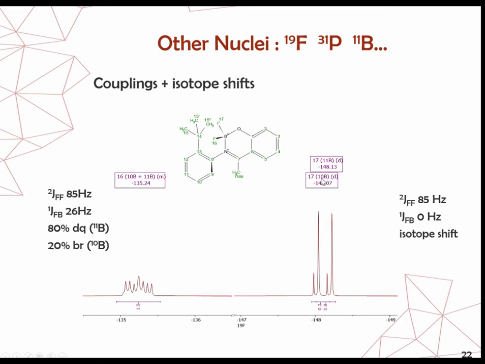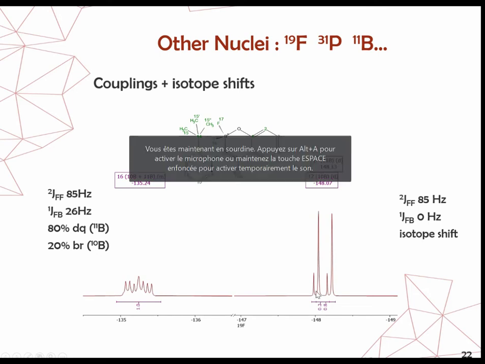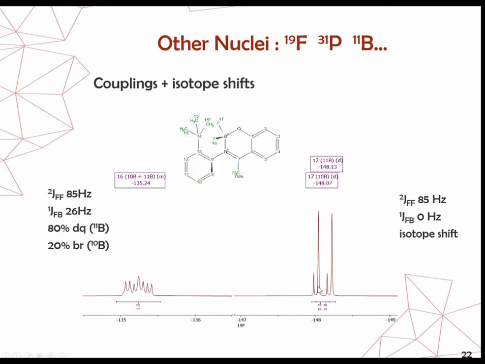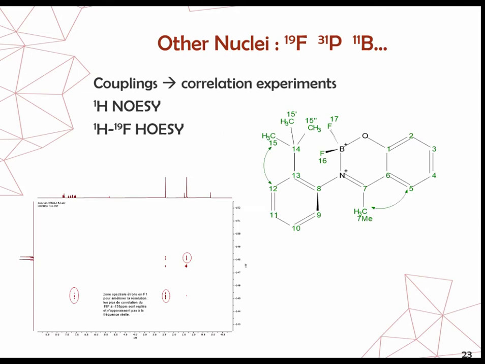molecules bearing 10 boron. And we have a small shift here between the boron 10 and boron 11. And so we have two superimposed doublets. So, heteronuclei can sometimes lead to funny patterns, and they can be used for correlation experiments. So again, in this experiment, we can make many experiments.